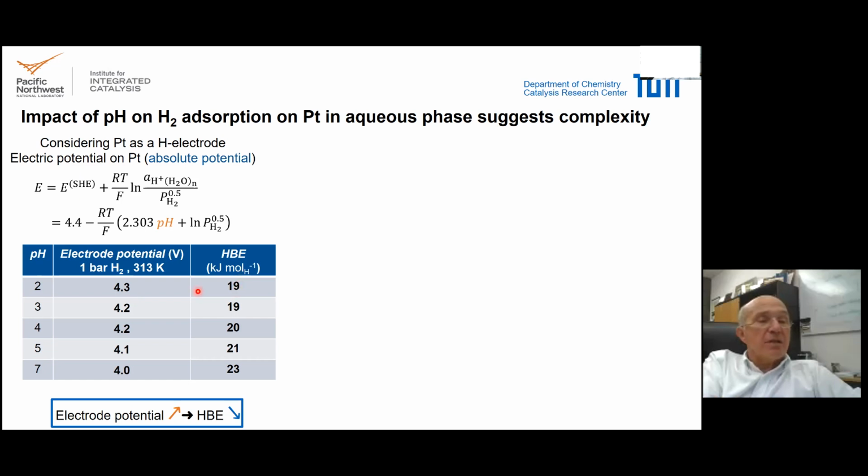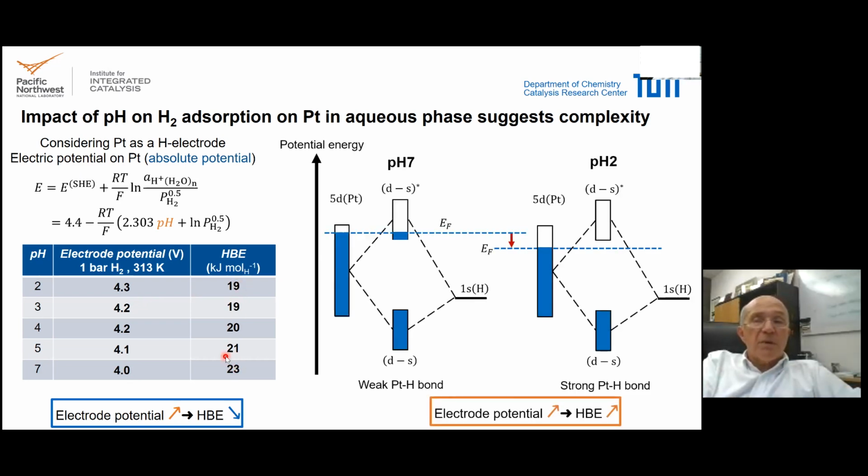But we are making it more electron rich, and actually, much to our surprise, the hydrogen binding energy moves in the exact opposite direction. It changes from 19 to 23. How can we explain this? It should not be, because the lower pH should lead to a lowering of the Fermi level, and therefore to a stronger difference between the bonding and the antibonding orbitals.